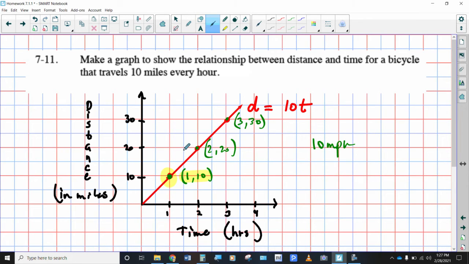Remember the lesson that we said that this distance formula, d equals rt, is a proportional relationship. And so this graph shows that. If you spend no time traveling, you're not going anywhere. And then you're traveling at a constant rate of speed, so that's going to give you a straight line. So there's a unit rate, and (0, 0) applies.